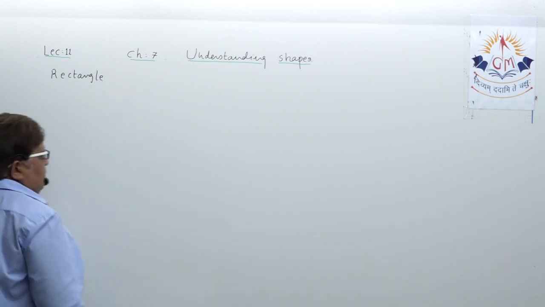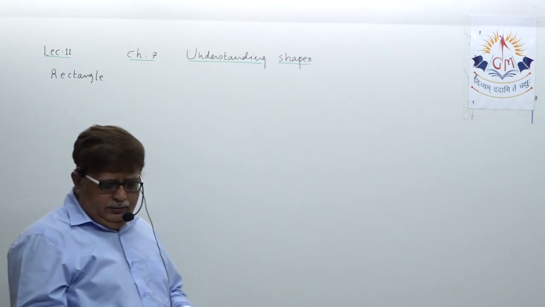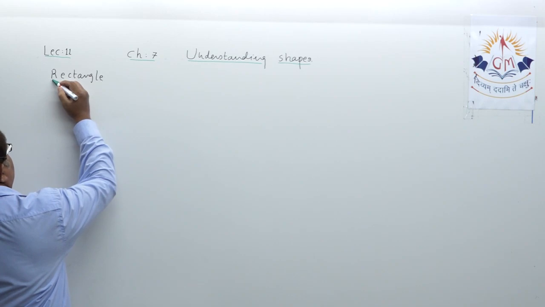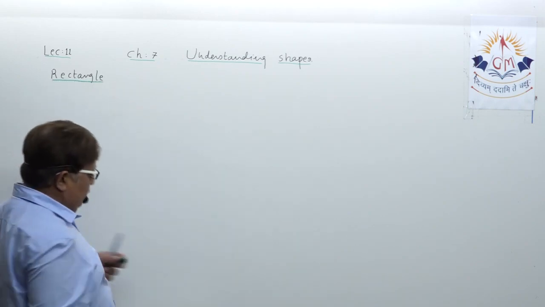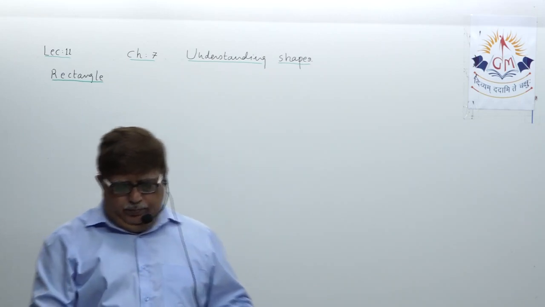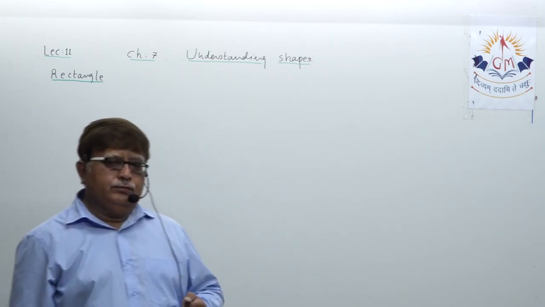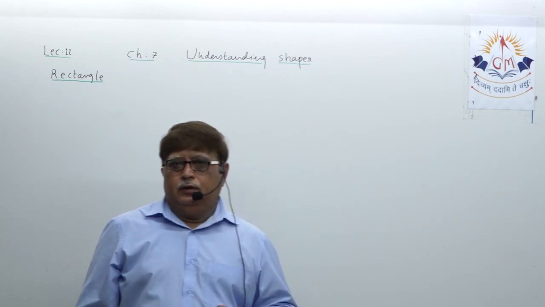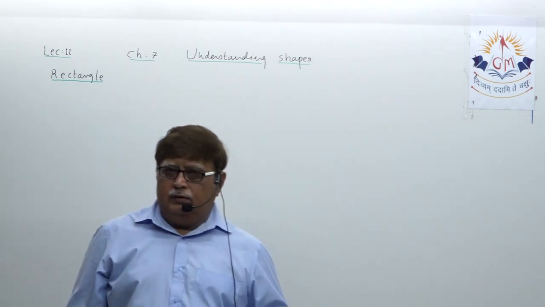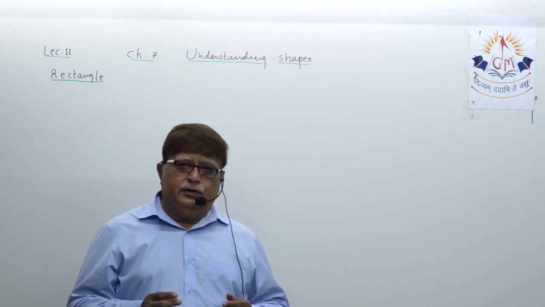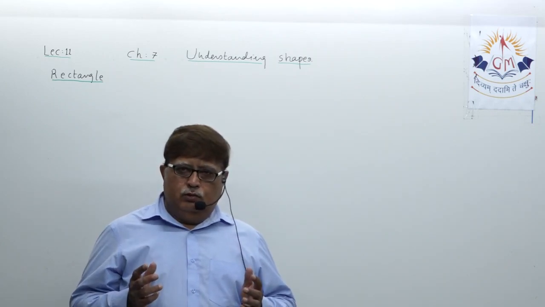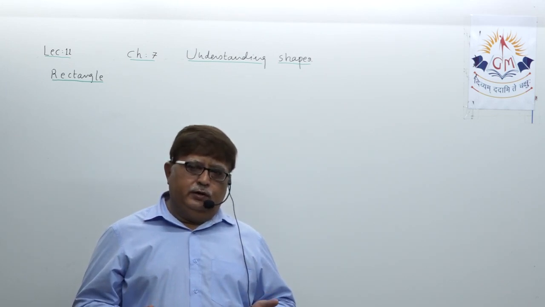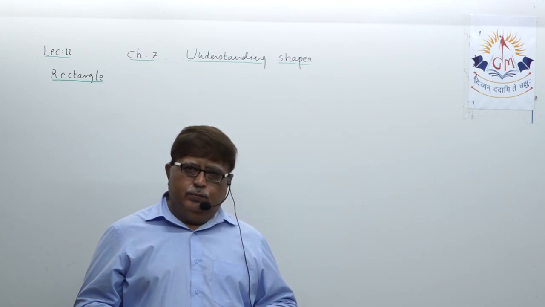How can you define rectangle? That we have to first discuss. How to define parallelogram, you all know. If somebody asks you to define parallelogram, you will immediately answer: any quadrilateral having both pairs of opposite sides parallel is called parallelogram.